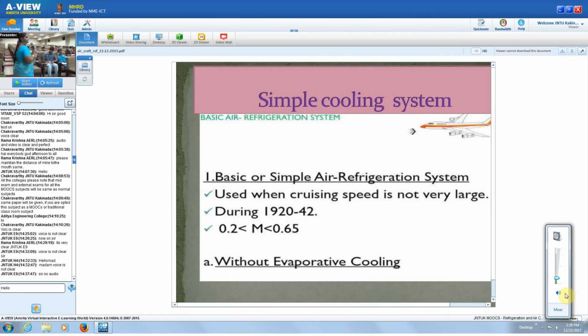So this is the simple cooling system. This system was discovered during 1920 to 1942, and was used previously. It can be used when the Mach number is between 0.2 and 0.65, so when the vehicle is moving at a low velocity compared with the remaining types.